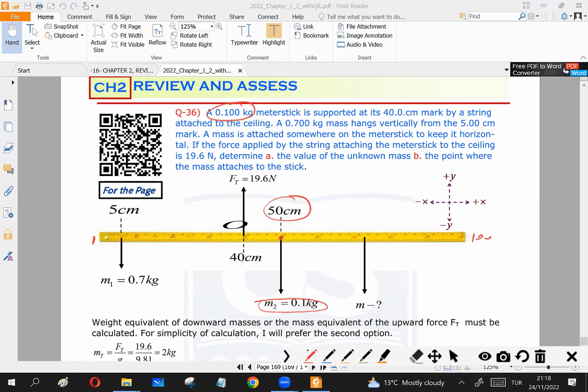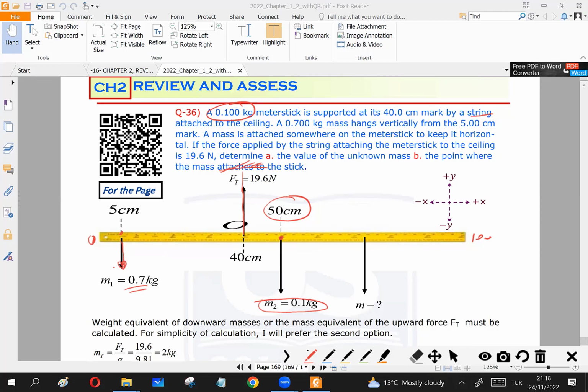And then it says it's attached to the ceiling by a string. Yes, this is the string attached to the ceiling. And a 0.7 kilogram mass hangs vertically from the 5 centimeter mark. From 5 centimeter, here is 0, here is 5. Another mass, which is 0.7 kilogram, is suspended.